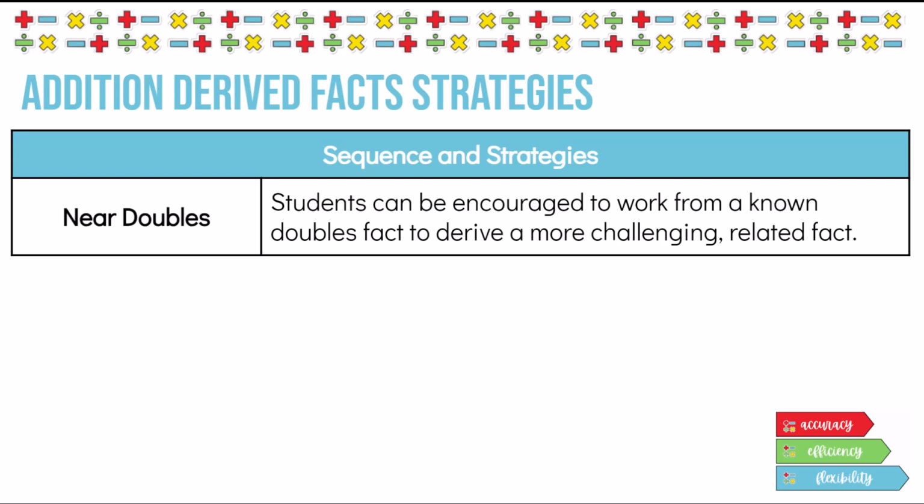Let's begin with the near doubles strategy. Students can be encouraged to work from a known doubles fact to derive a more challenging related fact. For example, they may solve 6 plus 7 by starting from a doubles fact of 6 plus 6 is 12 and adding 1 more to get 13.